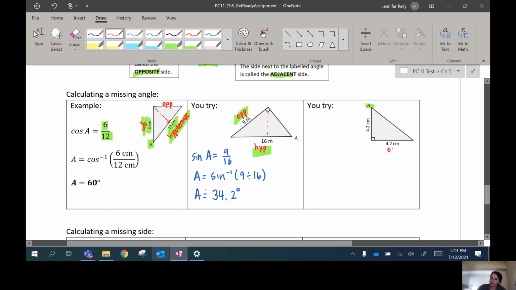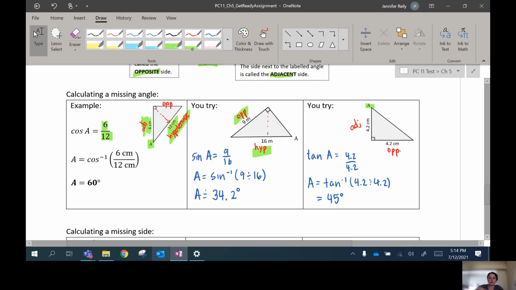And this next one, here's angle A. We have the opposite side this time and the adjacent side. So let's use the tan ratio because tan is opposite, so 4.2 over adjacent, 4.2. A would be the inverse tan of 4.2 divided by 4.2, which is actually 1. You're going to get an exact answer this time of 45 degrees. Okay, so that's how you use the sine, cosine, tan ratios, the primary trig ratios, to calculate a missing angle.